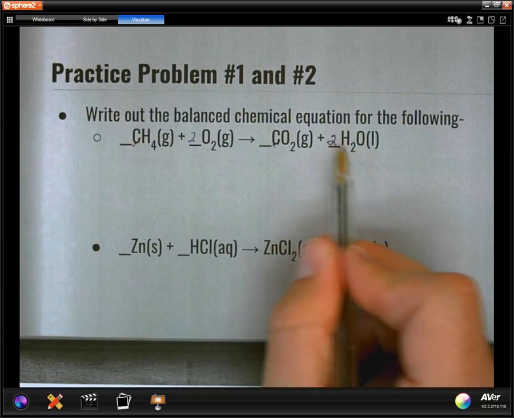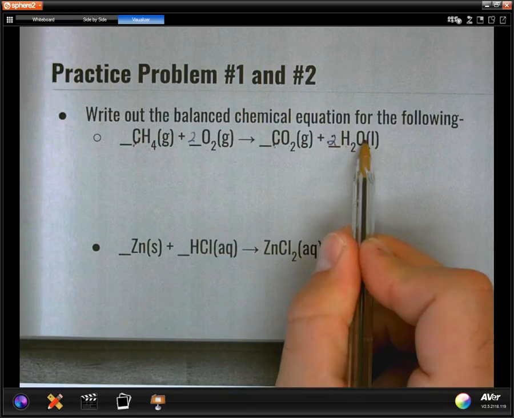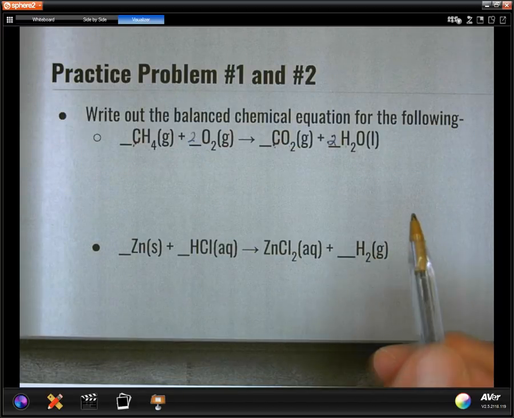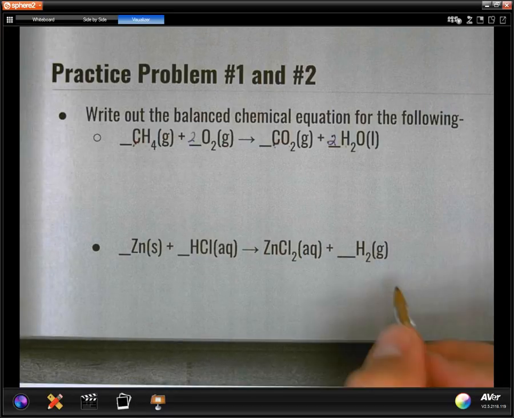Oh, I got to double that. Oh, now I got to play some more ping pong. I got 2 oxygens plus 2 oxygens. I have to have a 2 here to get my 4. Pause the video and then try this one by yourself.